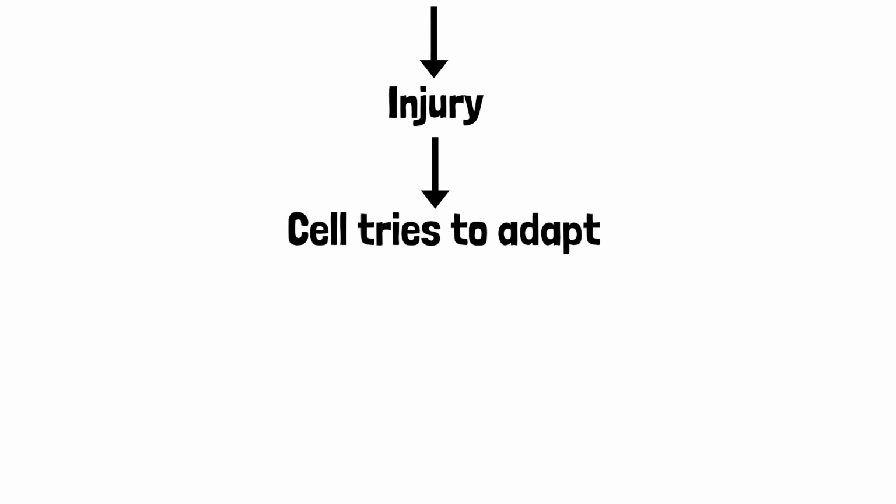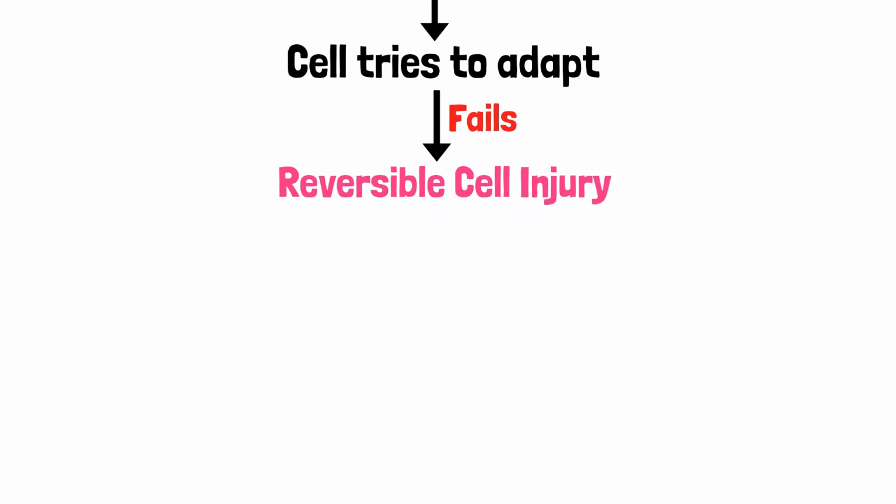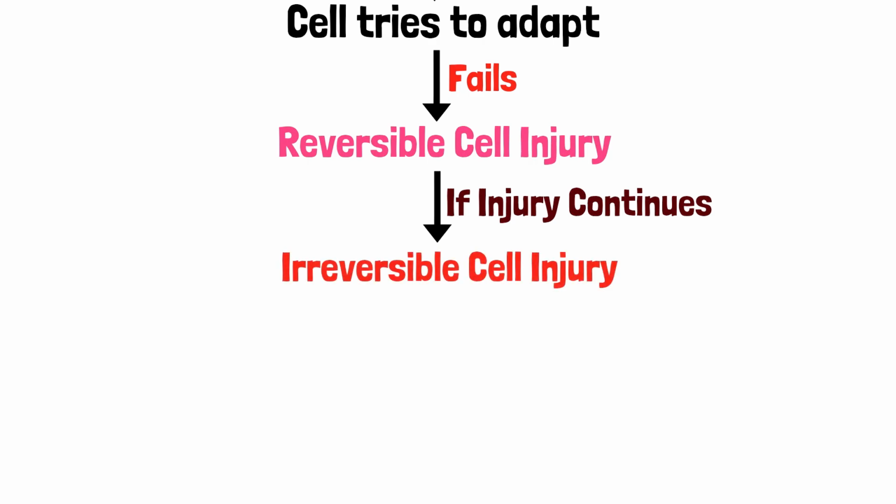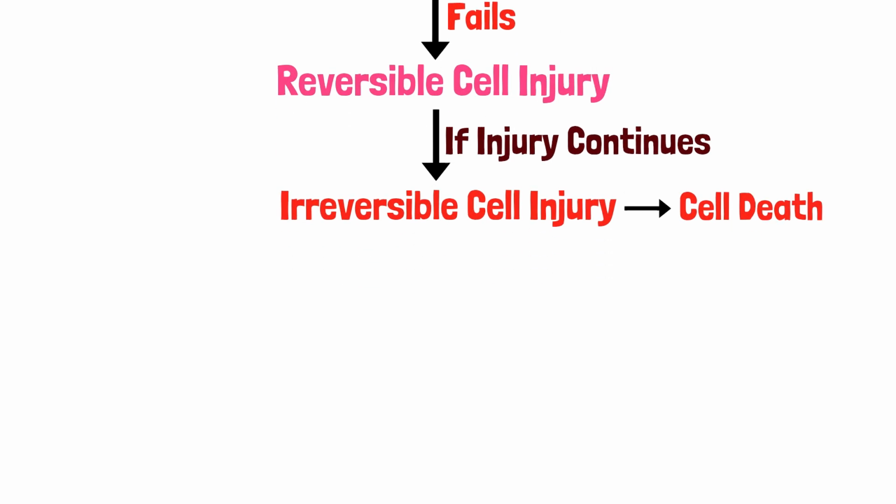And if it fails to adapt, it leads to reversible cell injury. If the injury continues, it leads to irreversible cell injury, which further continues to cell death. So these are the events which take place during cell injury, and we will discuss each of them separately. Before that, let's discuss some important points.